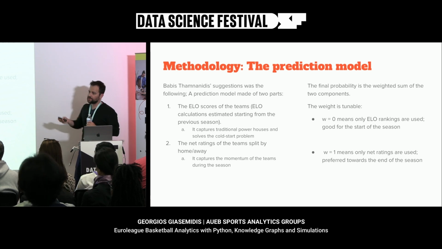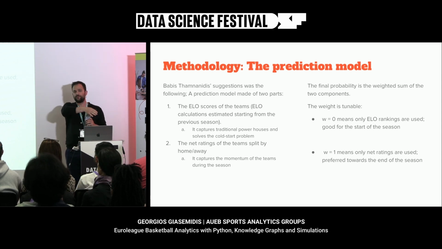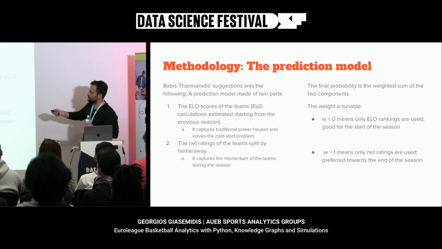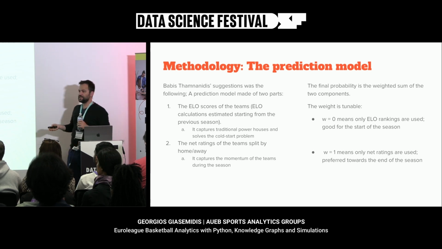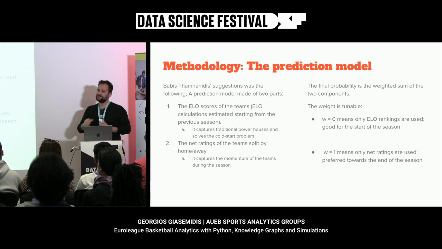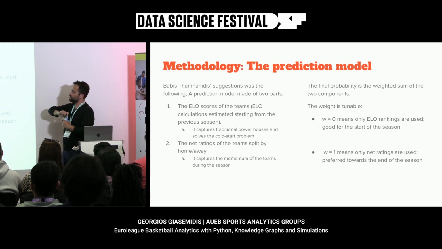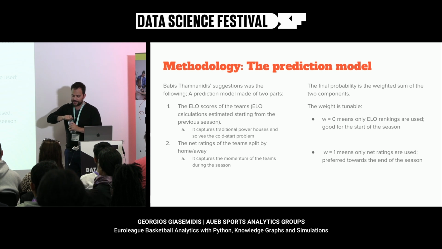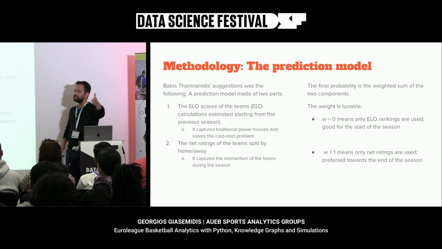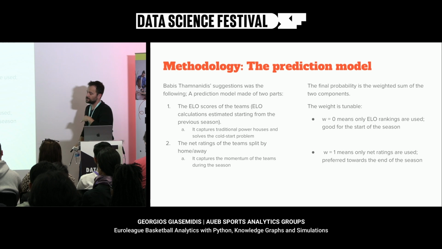But if we look at the form of the teams from previous seasons captured in ELO score, then we can use that, okay? Net ratings is one of the advanced analytics. If you're not familiar with the term, don't worry, because essentially it's how many points a team scored minus how many points a team conceded.